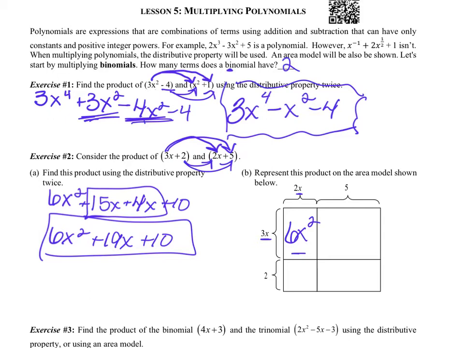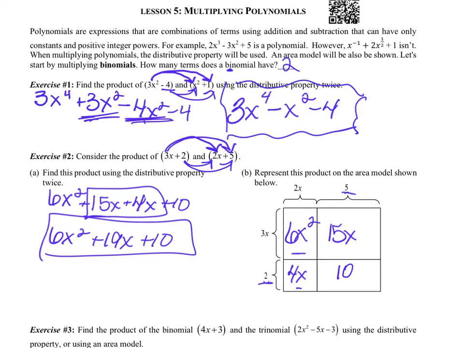Then I'm going to multiply the 2x by the 2 and put it in the square where they meet, which is here, and that's going to give me 4x. Then I'm going to multiply my 5 times my 3x and put them where those meet, and that's going to give me 15x. And then I'm going to multiply my 5 by my 2, and that's going to give me 10.